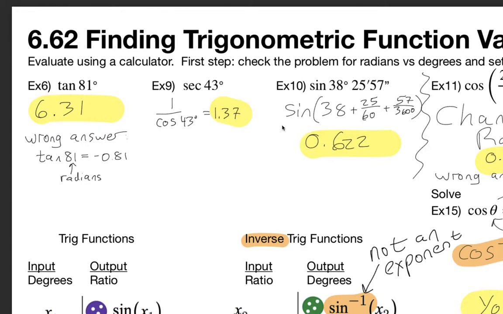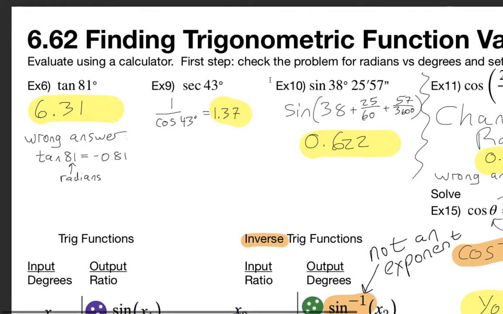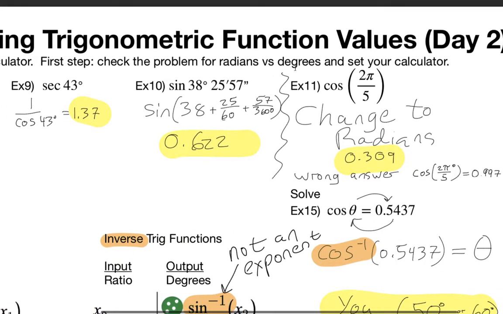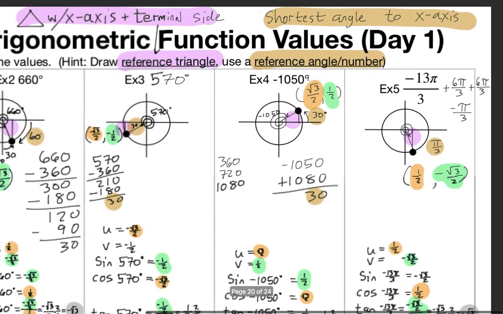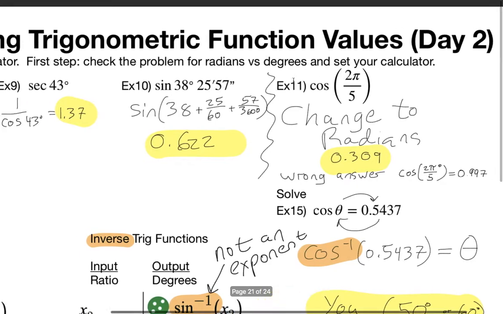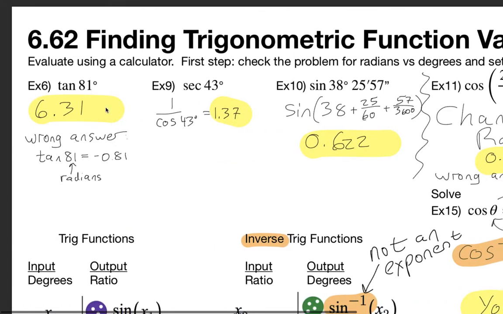If you want to check an answer from previous sections, you've got to make sure you're in the right mode for your calculator, switching radians versus degrees. So this is probably nothing new for you as a student, but this is the first time the textbook is mentioning it, so I'll mention it now in the video anyway. Tangent of 81 degrees is equal to 6.31.